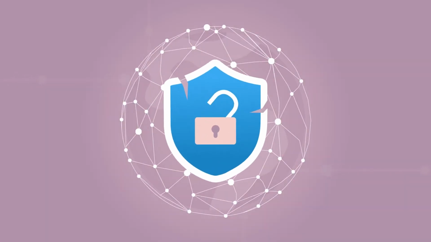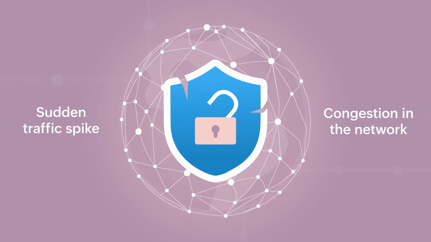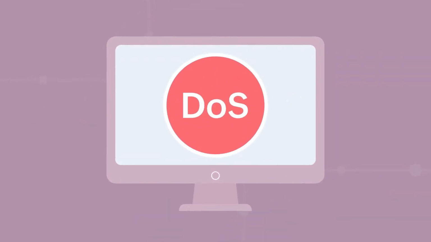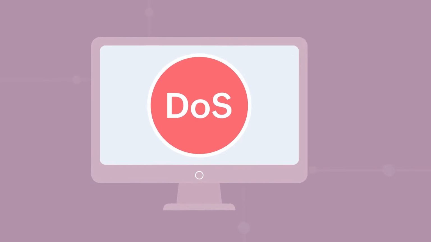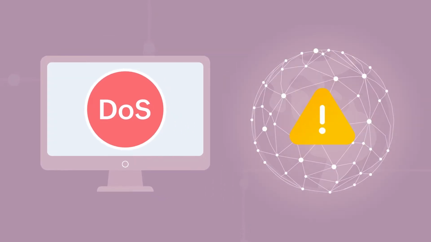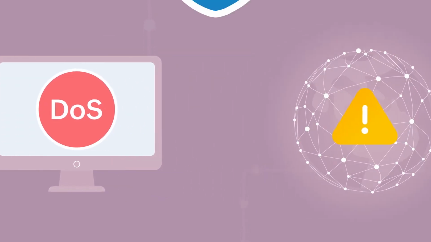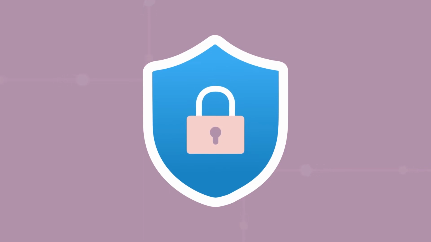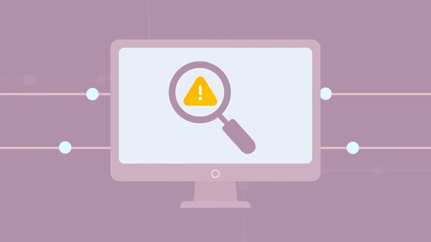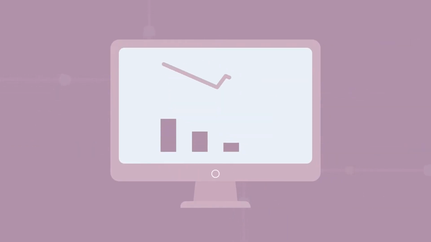Security attacks in an organization's network can resemble anything from a sudden traffic spike to congestion in the network. In particular, DOS attacks start off as a typical business request, but end up disrupting your entire organization's network. To protect your network from attacks like these, you need to monitor the users and traffic passing through your network. If a traffic spike goes unnoticed for an extended period, it can have a negative impact on security.